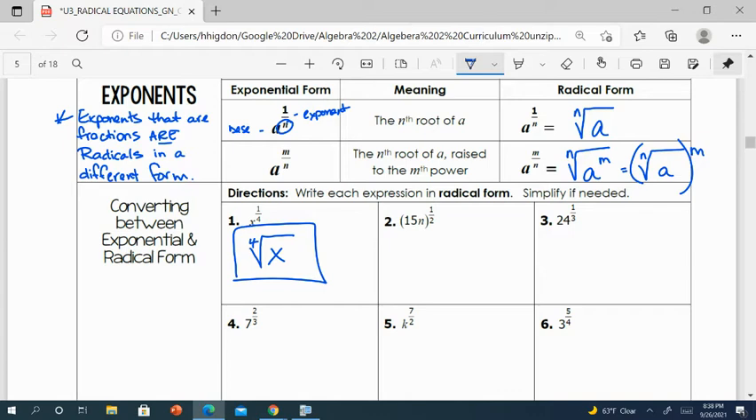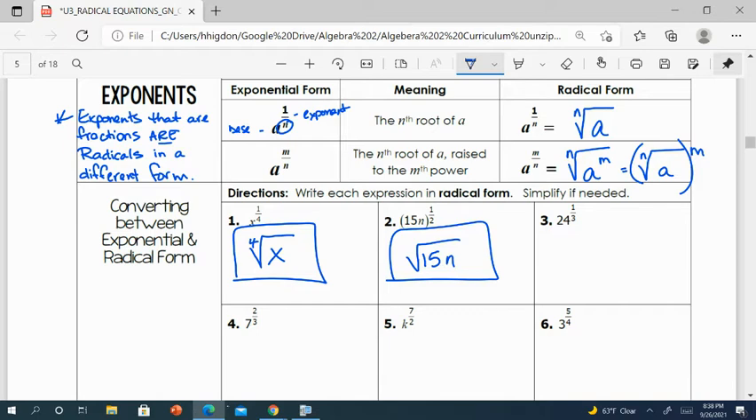On number 2, I have 15n raised to the 1/2 power. Now notice that the 15n is inside parentheses. They're both being raised to the 1/2 power. So the 15n is your base. The numerator is a 1. So again, we're done. Now, some of you are going to want to put a 2, but if you will recall, a square root with no index is an understood 2. So for number 2, it should look like the square root of 15n.